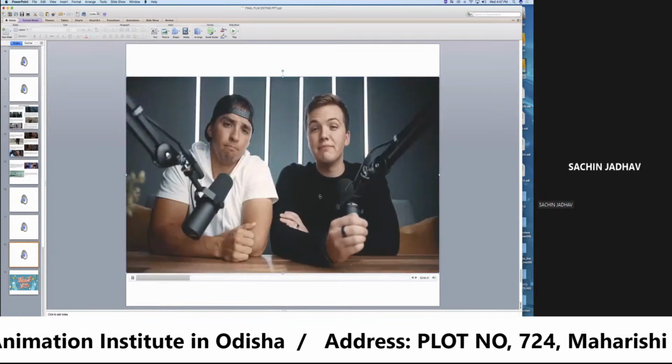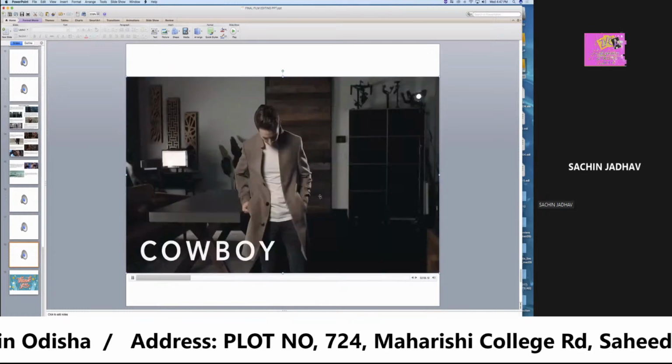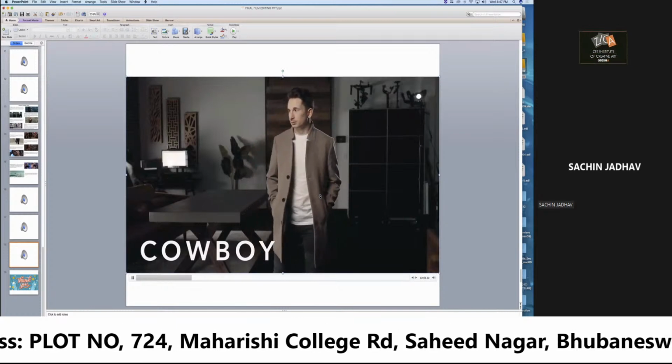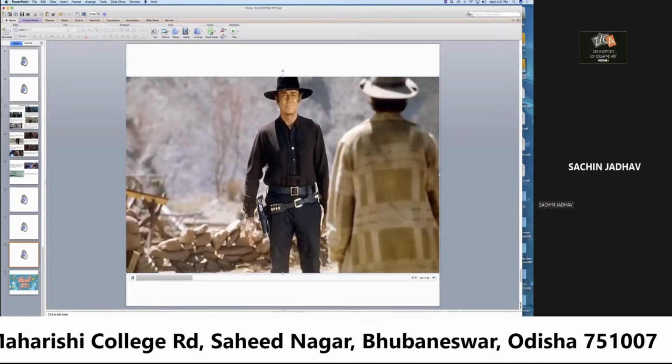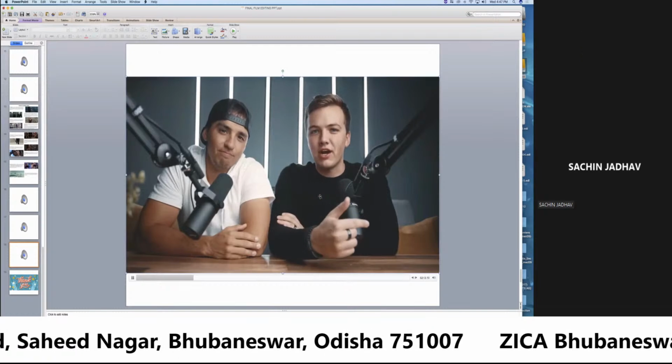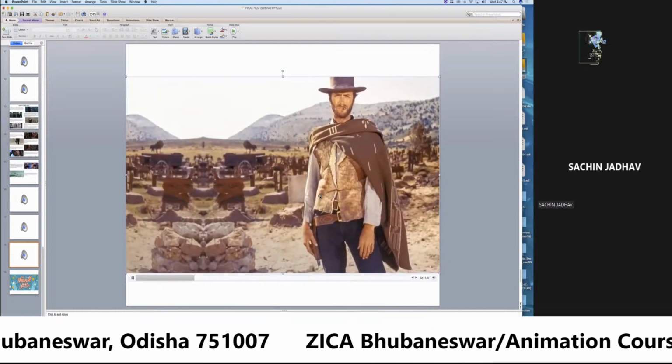A cowboy shot is in between a long and a medium shot, framed from the mid-thigh up, called so because of its popular use in Western films. This would be used instead of a medium shot if you need to show detail around the waist, like a gun.